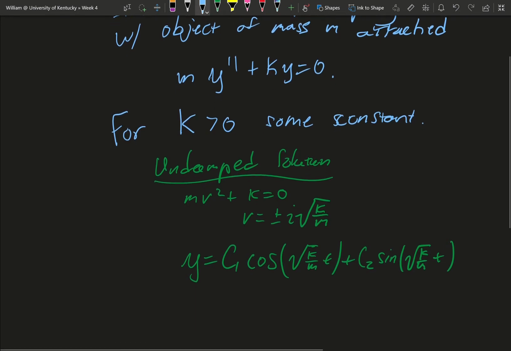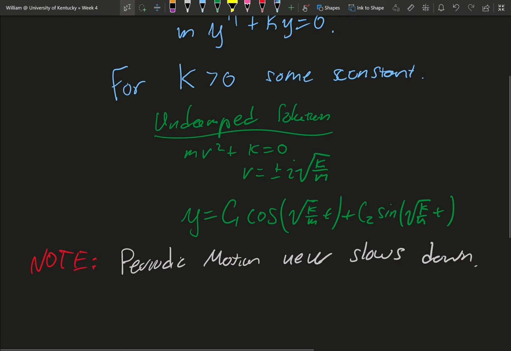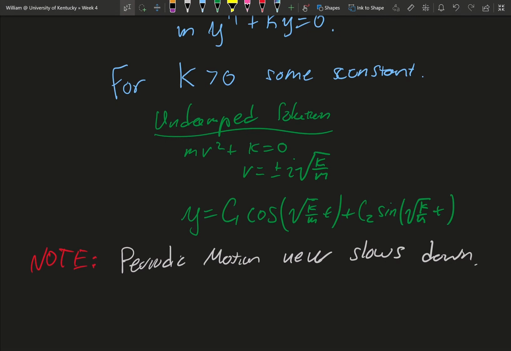Okay, so one observation: note that in this model, when we have these solutions, they're cyclic or periodic. So it's periodic motion. And once we have our c1 and c2, it's never going to stop moving, and it's never even going to slow down. I mean, it will from moment to moment, but not in the long run. As soon as it gets going, it keeps going, and it doesn't really change its behavior at all.